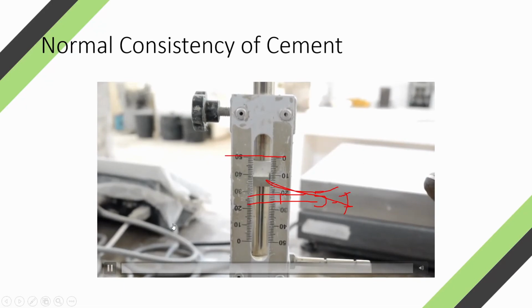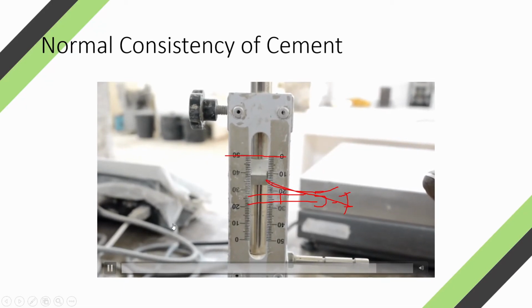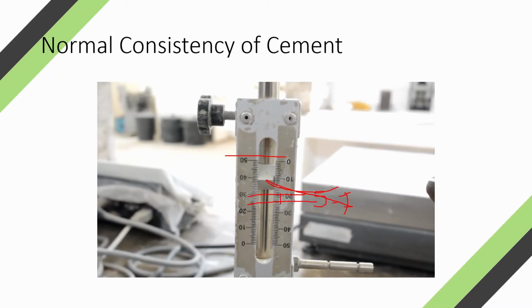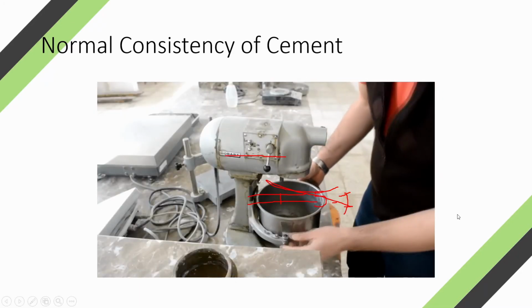The normal consistency is obtained when the penetration is equal to 10 mm after 30 seconds of forming the ball paste. So, you have to repeat.